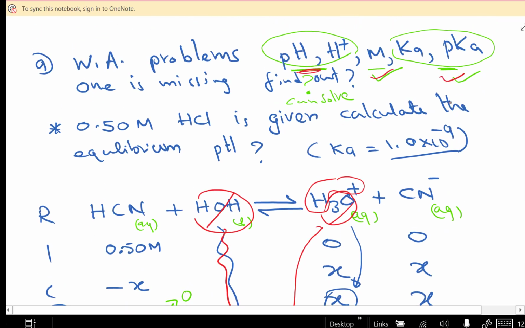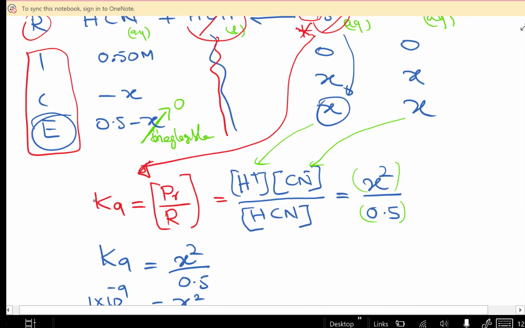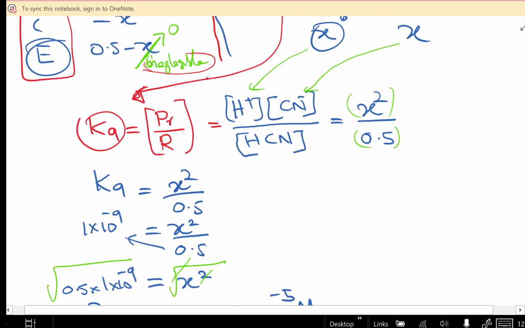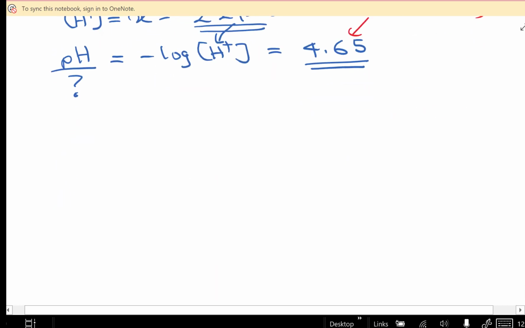Okay, so key points. There's normally one unknown. You write an ICE table for the balanced equation. Look where the Ka should be written, product over reactants, and then plug in the Ka values. Look for the H plus or the molarity, right? That's what you will be doing. Okay.